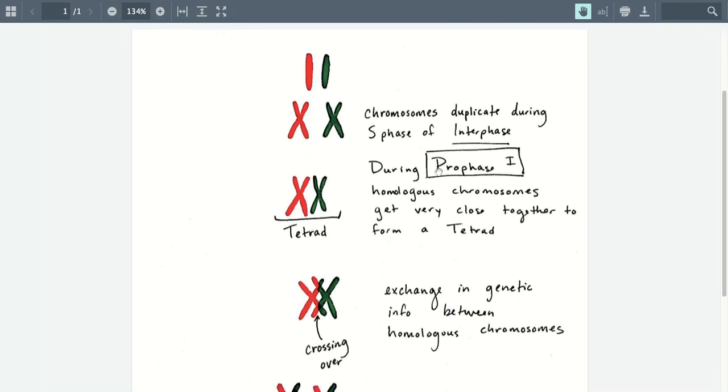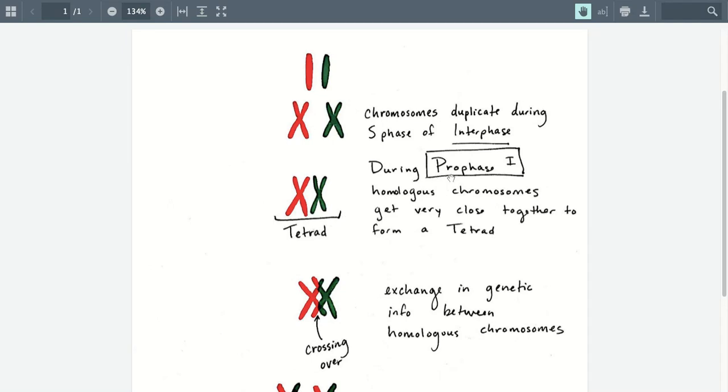during prophase 1 of meiosis. So recall here we have our homologous chromosomes. During interphase, specifically S phase of interphase, the chromosomes are duplicated or copied. And then we have these homologous chromosomes. We call them homologous because they're each, say, chromosome number 1. They've been duplicated. The homologous chromosomes get super close together, and they form this thing called a tetrad.